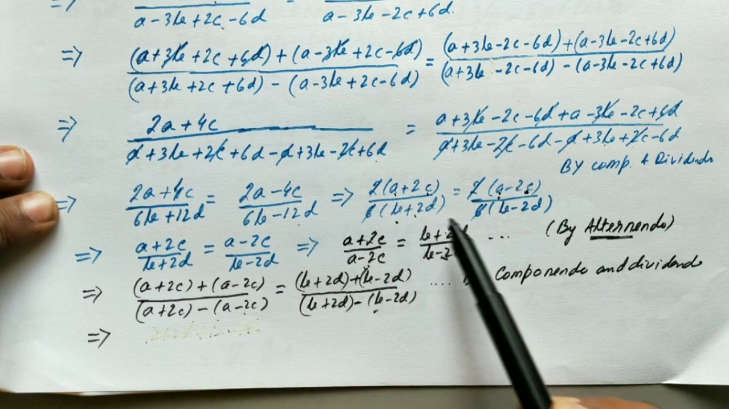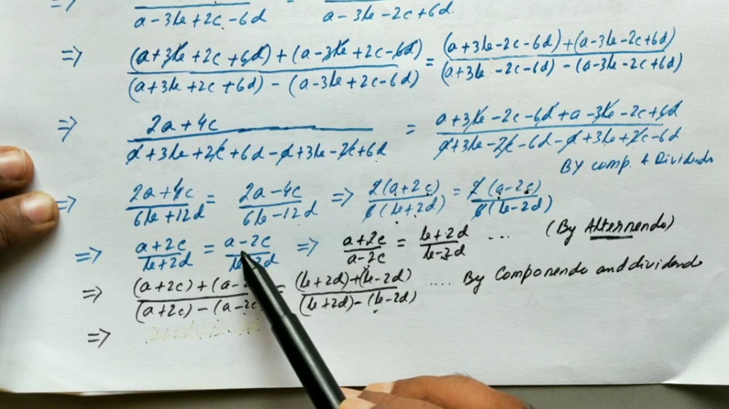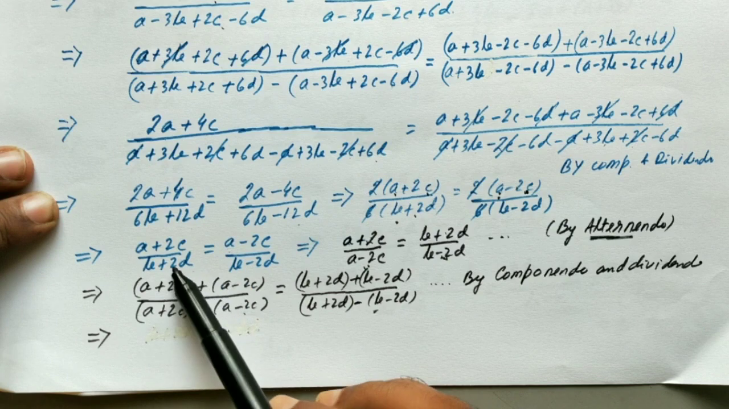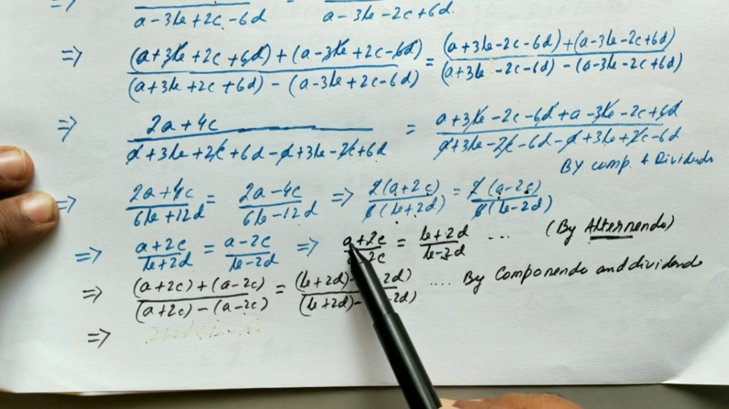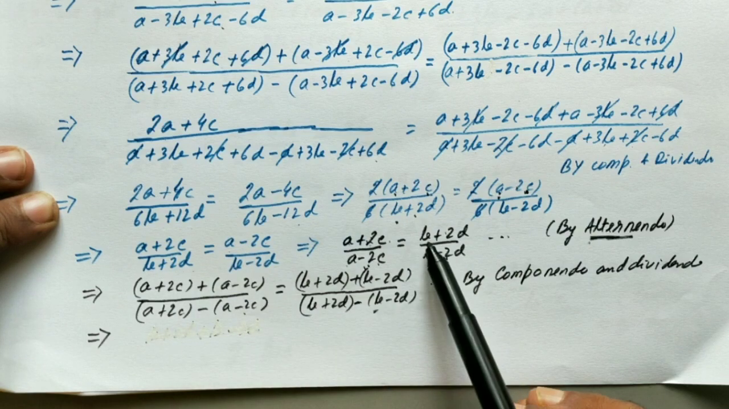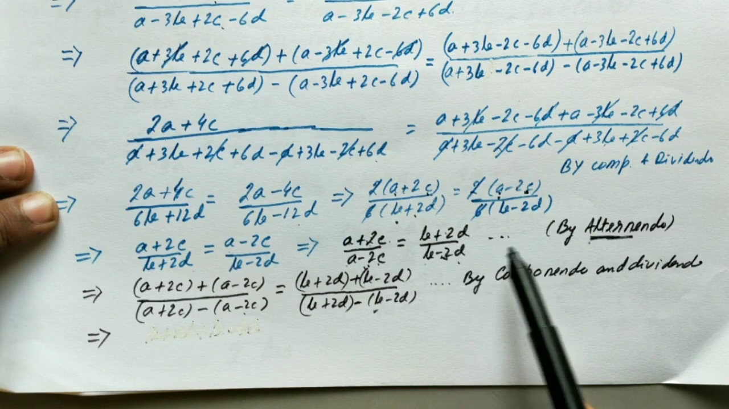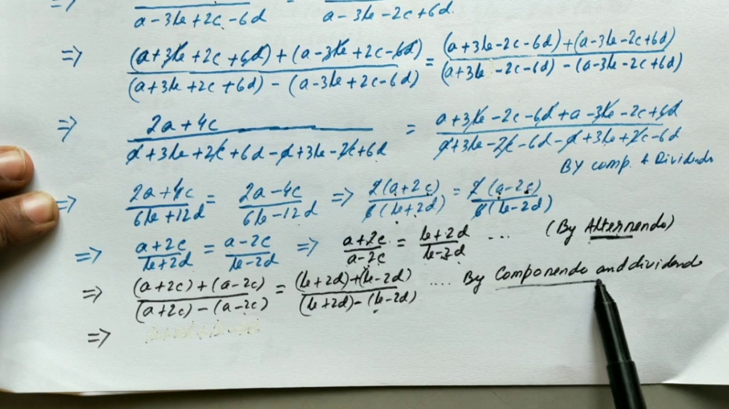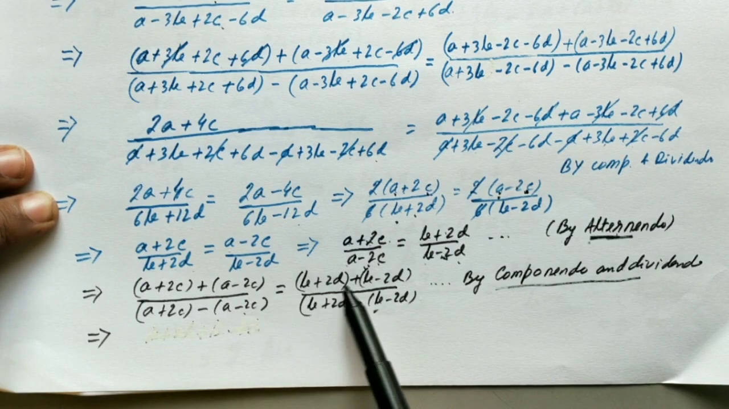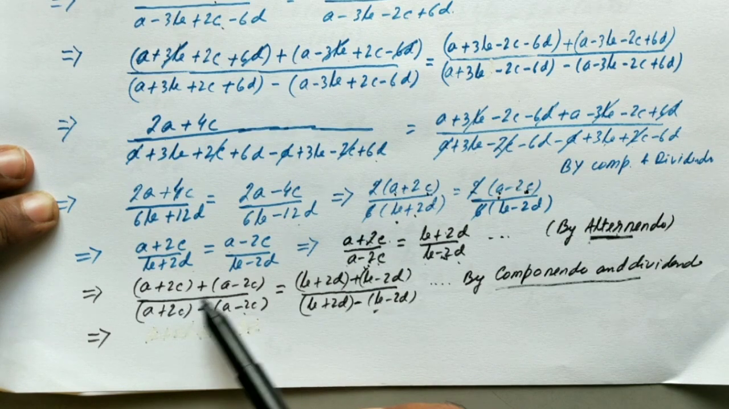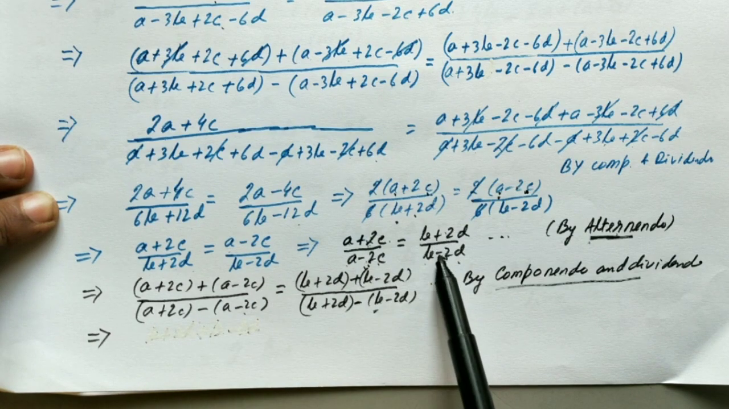Now by alternando, this is important. Both the terms containing A and C should be on one side. So this one I bring here and this one I take there. Alternando. So A plus 2C by A minus 2C and B plus 2D by B minus 2D by alternando. And again I am going to apply componendo dividendo. Again, this plus this by this minus this, here this plus this by this minus this.